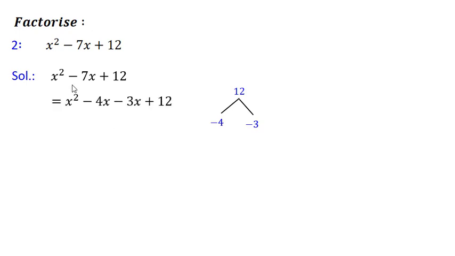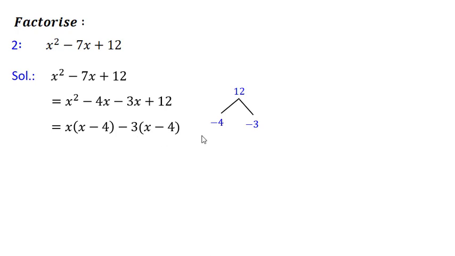So you rewrite this equation as x square minus 4x minus 3x plus 12. Now from these first two terms you can take x common. So after taking x common, you will get x minus 4. Now from these two terms you can take minus 3 common. So you will again get x minus 4.